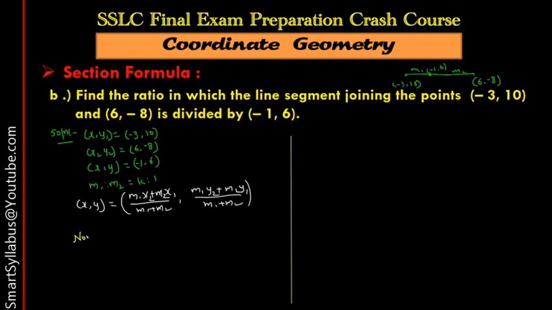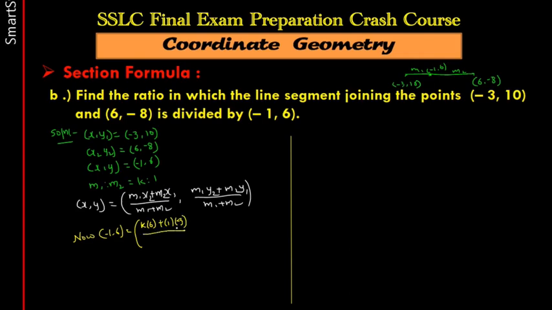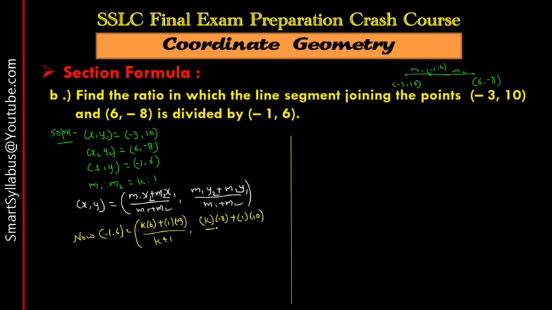Now xy, in the sense it is (-1, 6), that's equal to, inside the bracket: m1 is k, x2 is 6 plus m2 is just 1, x1 is -3, the whole divided by m1 plus m2, in the sense it is k plus 1, comma, again m1 is k, y2, this time y2 is -8 plus m2 is 1, y1 is 10, the whole divided by m1 plus m2, in the sense it is k plus 1.